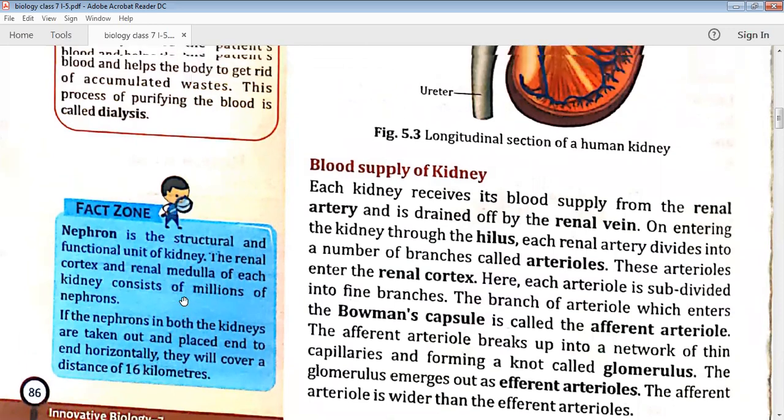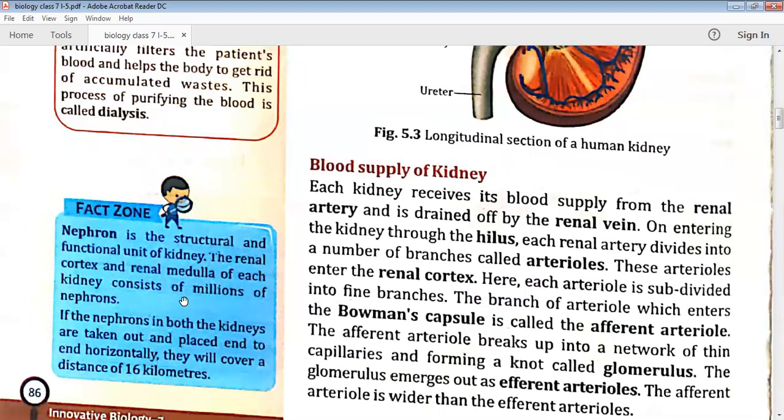Okay, nephron. So a few things which you should remember. The outermost part of the kidney is the renal cortex, then the renal medulla, then the renal pyramid, and finally the nephron is the structural and the functional unit of the kidney.